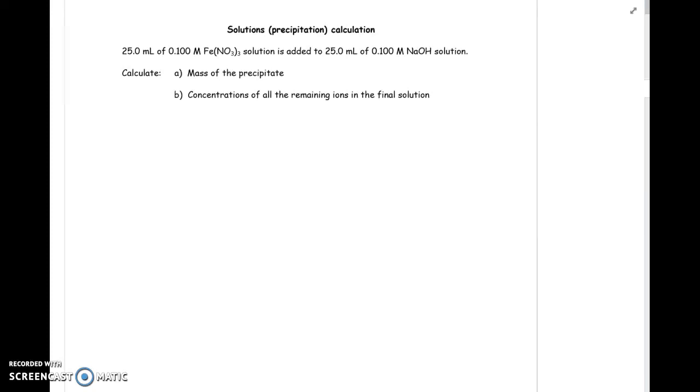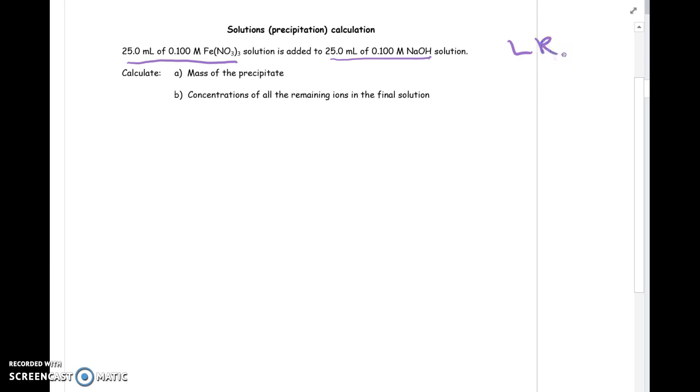Let's try an example of solution stoichiometry. 25 ml of 0.1 molar iron nitrate is added to 25 ml of 0.1 molar sodium hydroxide. So already some alarm bells should be going off. Ding, ding, ding. I've got too much information, so this is a limiting reagent question.